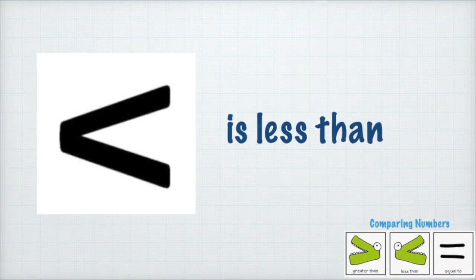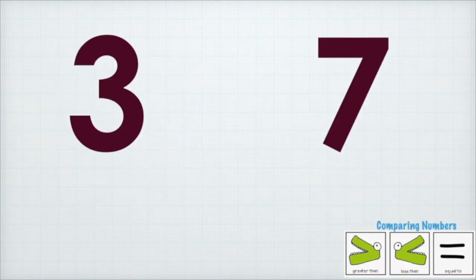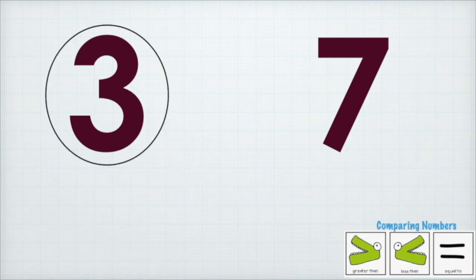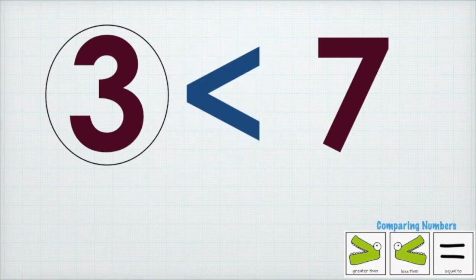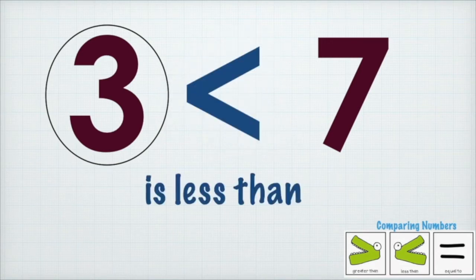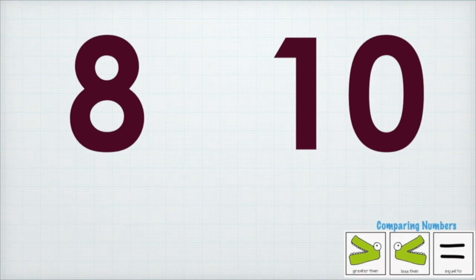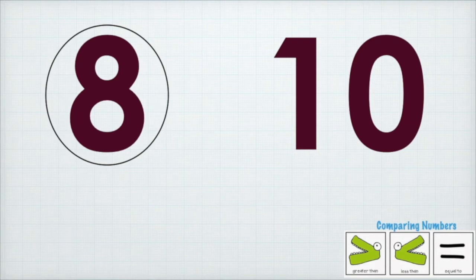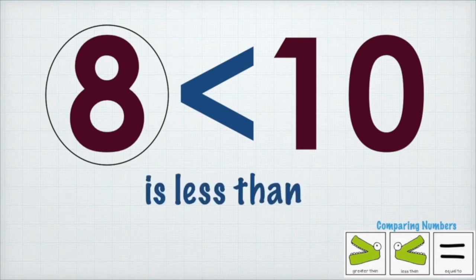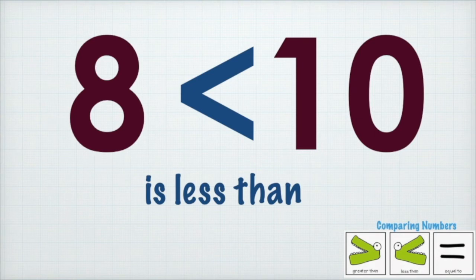This is less than. We have numbers 3 and 7. 3 is smaller than 7. So we can say 3 is less than 7. We have numbers 8 and 10. 8 is smaller than 10. So we can say 8 is less than 10.